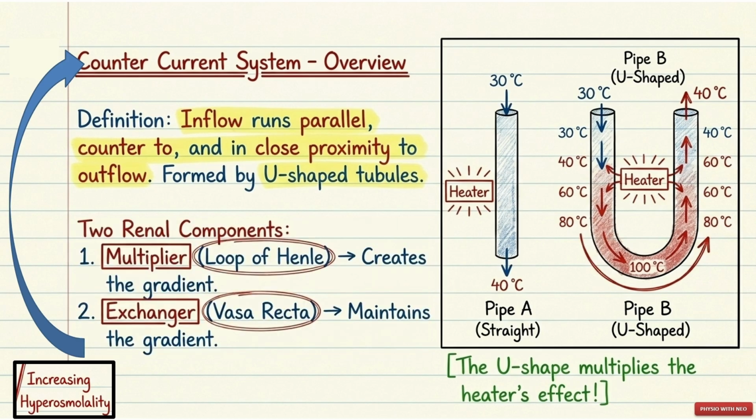For the countercurrent system, the renal components are two. The first one is the multiplier, which occurs in the loop of Henle and creates the gradient, whereas the exchanger occurs in the Vasa recti and maintains the gradient.